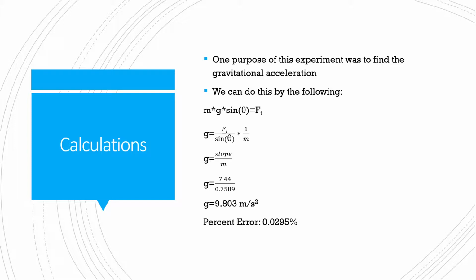Calculations. One purpose of this experiment was to find gravitational acceleration. We can do this by the following. All we have here is algebraic manipulation of the original equation, which is m times g times sine theta is equal to the tension force. In our experiment, we calculated that the acceleration due to gravity is 9.803 meters per second squared. This gives us a percent error of 0.0295%, which is fairly accurate.